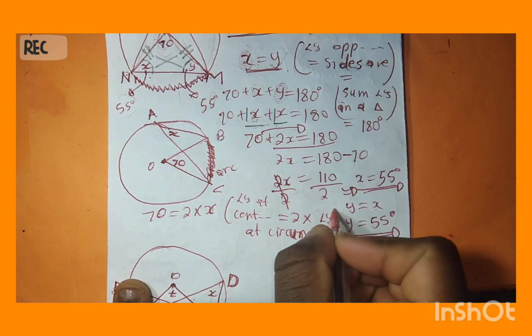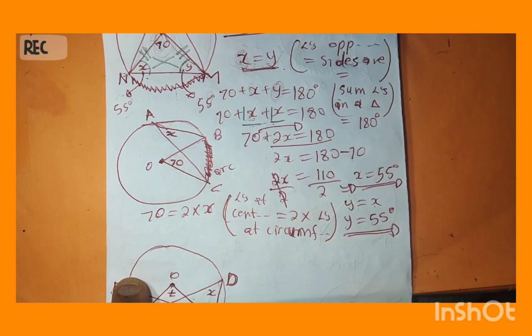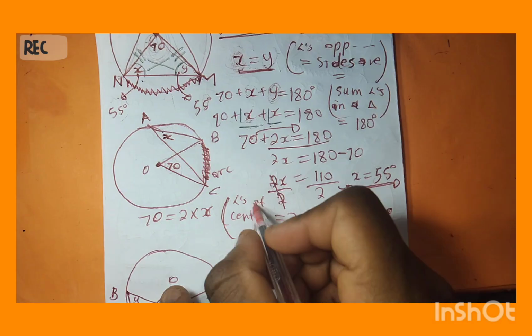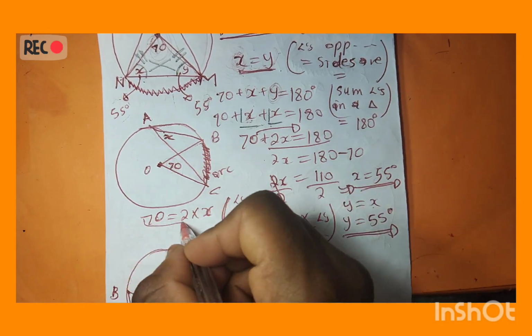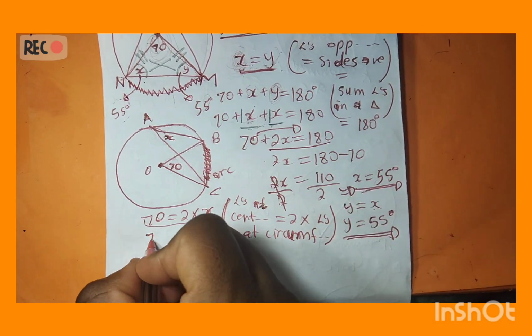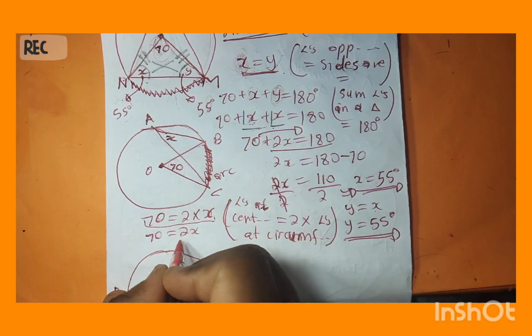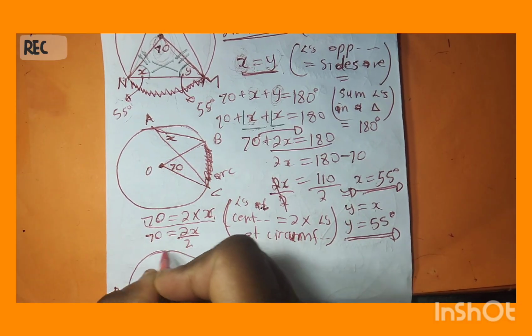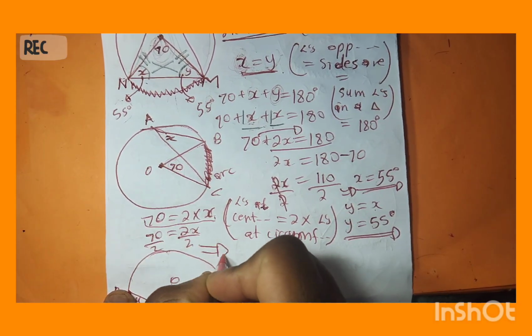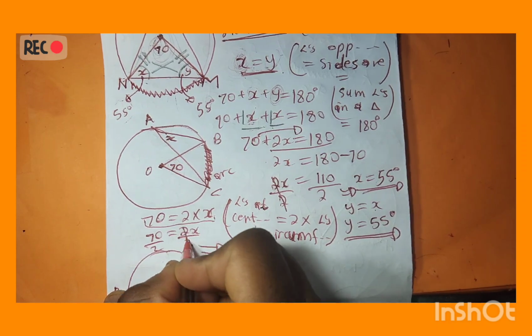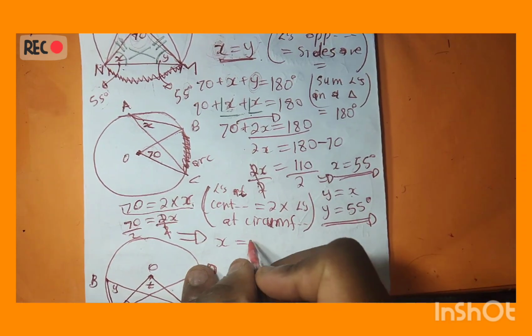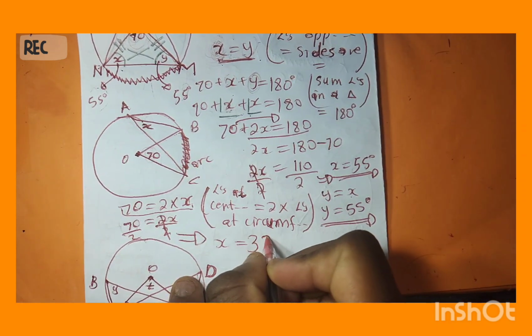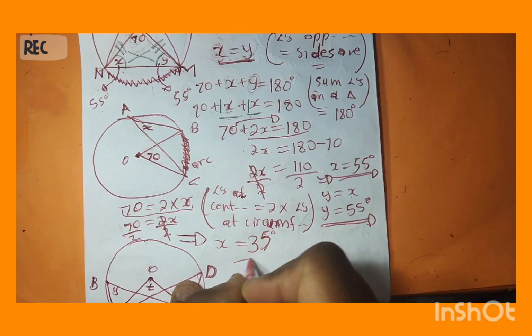And now what I can do, guys, in this case, is solve for x. This will give me 70 equals 2x. What is in front of what I need, I divide by it, so that I'll get the x value. These will cancel, and here I'll get 35 degrees.